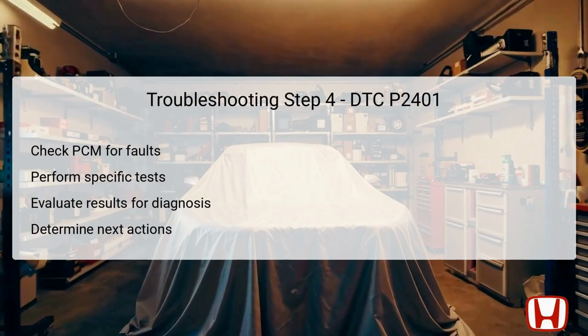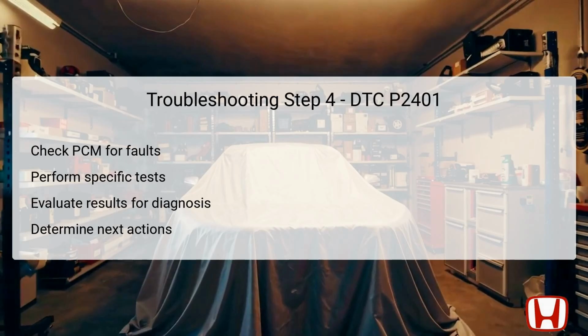The final troubleshooting step focuses on assessing the powertrain control module, PCM, for any faults that may contribute to the activation of DTC P2401. Once the EVAP leak check module has been tested and isolated, the attention turns to ensuring the PCM is not at fault. This involves performing specific tests as outlined by the diagnostic protocol, which may include checking for proper signals to and from the PCM when the EVAP system is engaged.